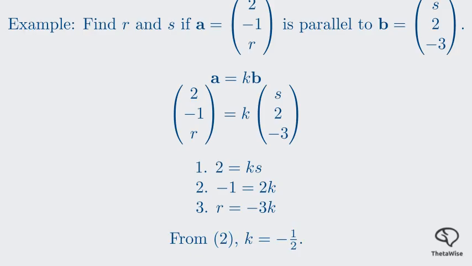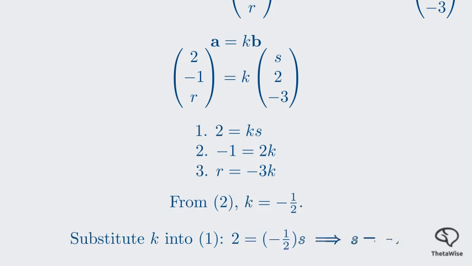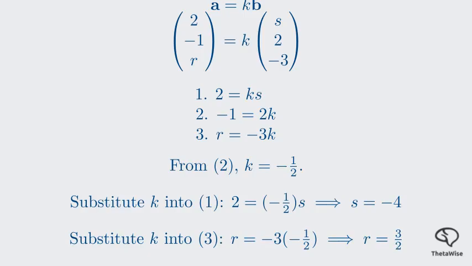Now that we have k, we can substitute it back into the other 2 equations to find r and s. Using equation 1, we get 2 equals negative 1/2 times s, which gives us s equals negative 4. And using equation 3, we get r equals negative 1/2 times negative 3, which gives us r equals 3/2. By using the definition of parallel vectors and equating corresponding components, we have successfully found the unknown values. We now understand that parallel vectors are scalar multiples of each other, which is our objective met.